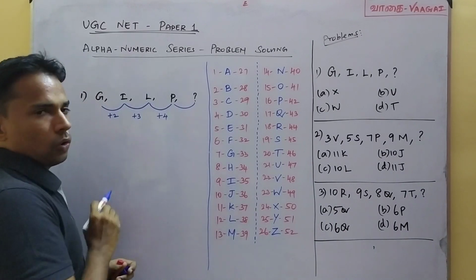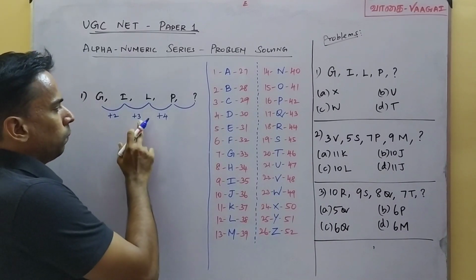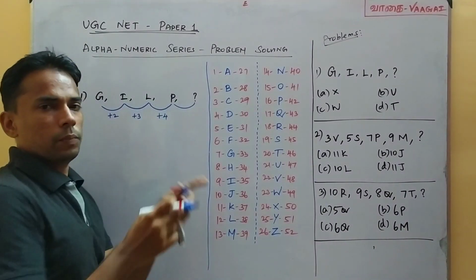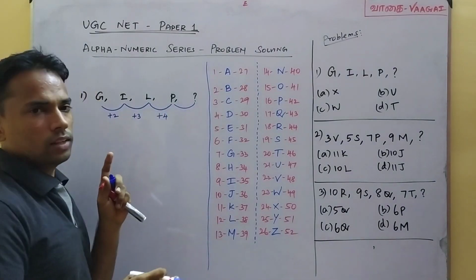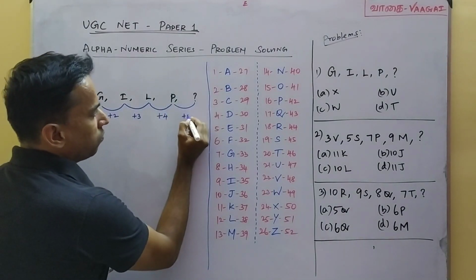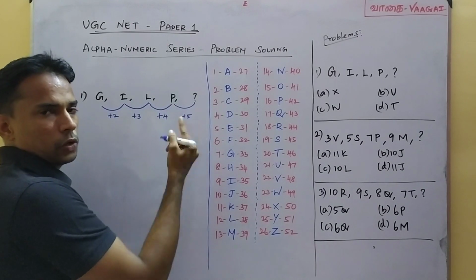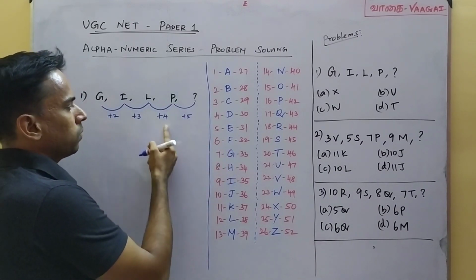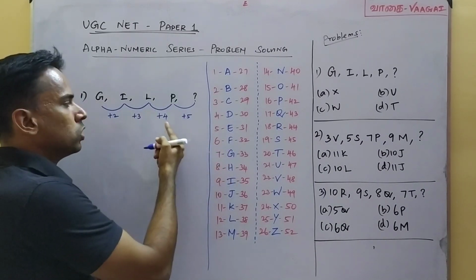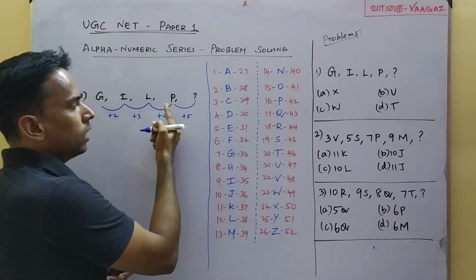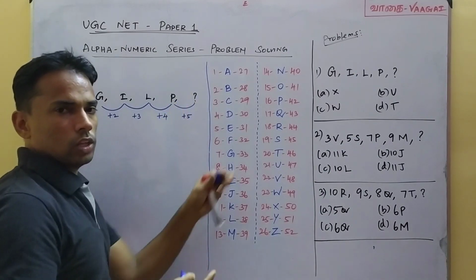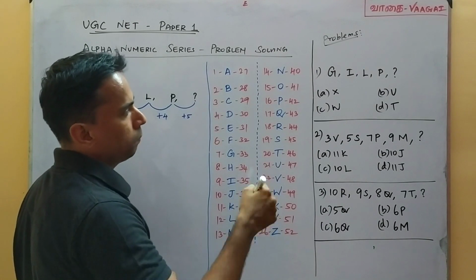Now how can you find the answer? See what pattern is followed here. Plus 2, plus 3, plus 4. It is increasing one by one, so the next travel they have made is plus 5. I am continuing the pattern. So after P they must be doing plus 5. Let's do plus 5 from P.